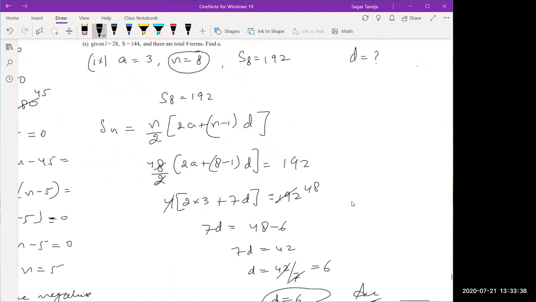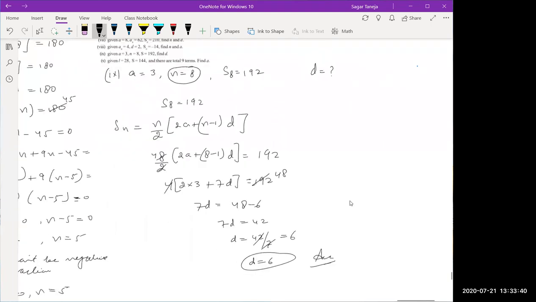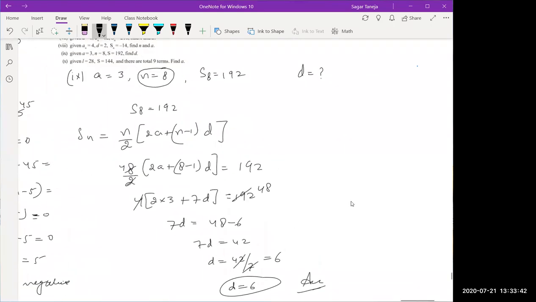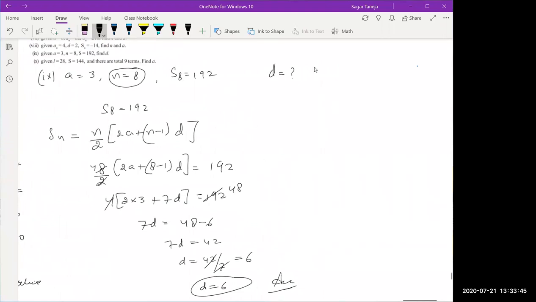The 9th part should be given to you. It was all easy. Moving on to the 10th part. It means this week we will be able to complete the chapter.